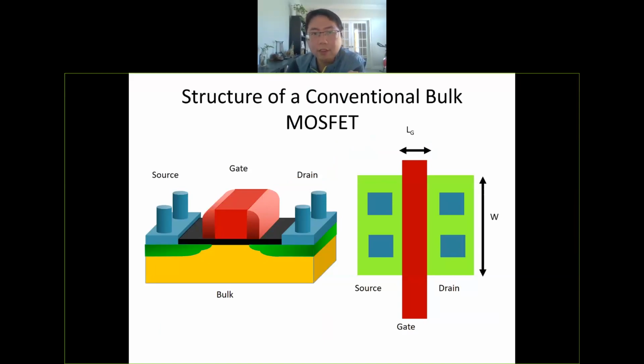And this is the structure of the conventional bulk MOSFET we have discussed so far. So in this class, we talked about the MOSFET, which is based on this conventional bulk MOSFET. We call it bulk because here is a silicon substrate. It's like a bulk. And this is the top view layout of the transistor. We have the W and we have the L.